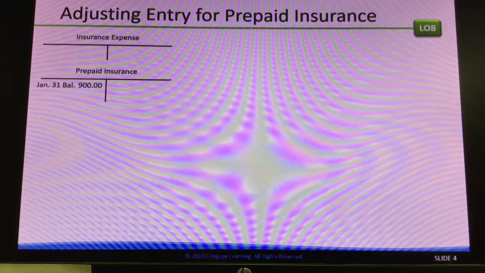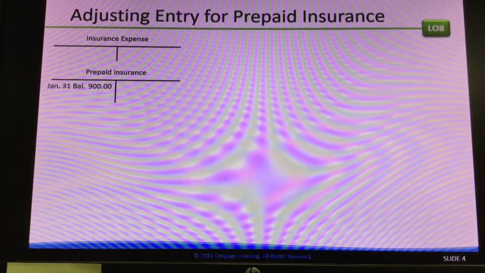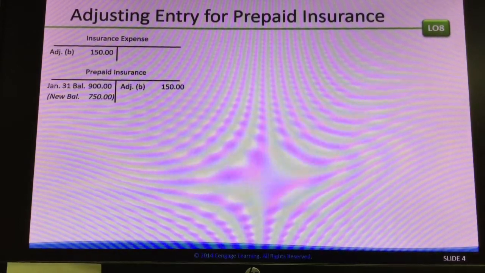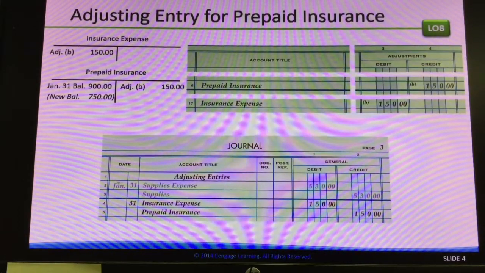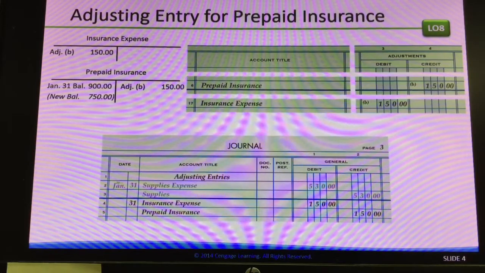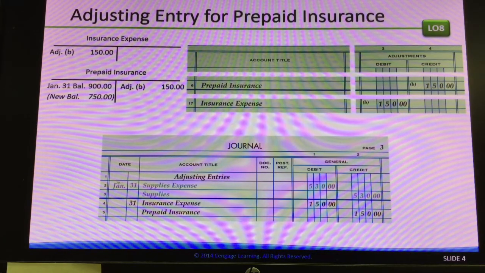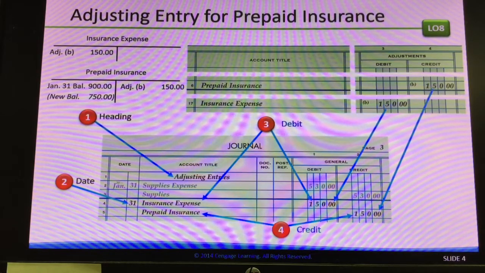The second adjusting entry that we will be doing is for prepaid insurance. It's the insurance expense and the prepaid insurance. On January 31st, our balance was $900. We made the adjustment of $150 so that our new balance would show $750. The journal entry is going to look as such. It's a second adjustment. On the 31st, the insurance expense is debited for the $500, and the prepaid insurance is credited the $500. I'm sorry, $150, not $500. So you write the heading and the date. The debit amount should correspond with the insurance expense, and the credit amount should correspond with the prepaid insurance.